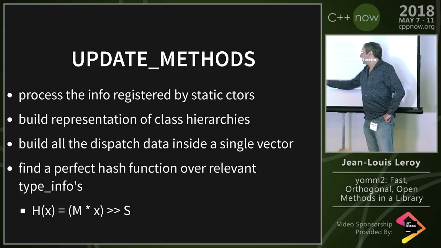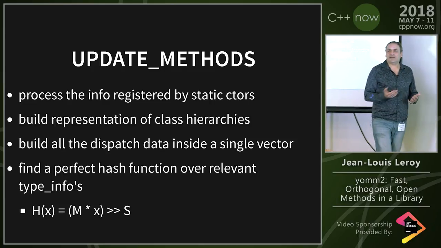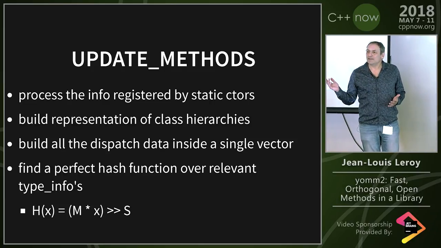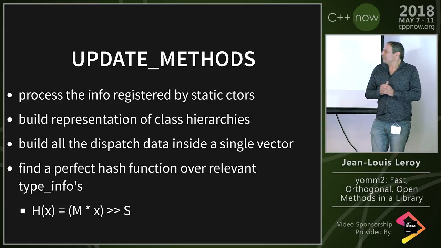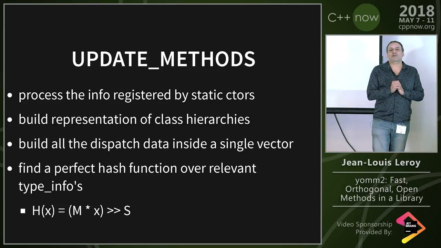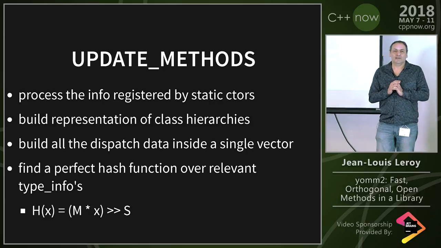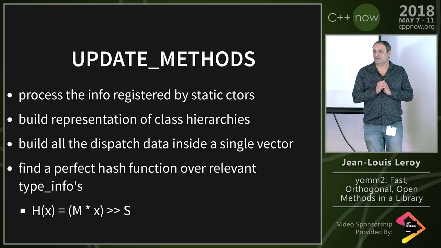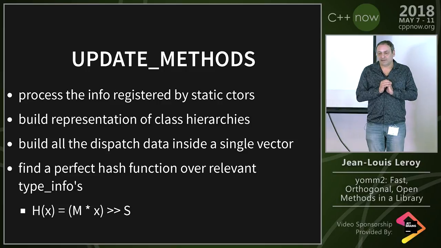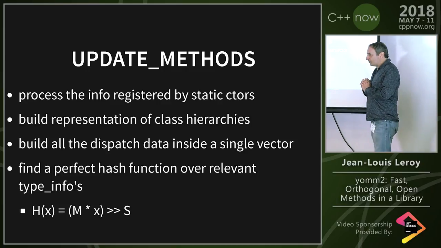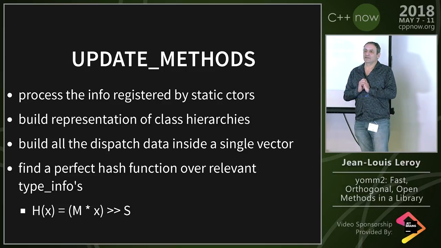And the problem is, how do I find m and s? So if I have, yes? What made you think that perfect hash function existed with that form? Okay, the question is, what makes me think that that perfect hash function existed in that form? I did some reading on perfect hash functions. This hash function is perfect, but it is not minimal.